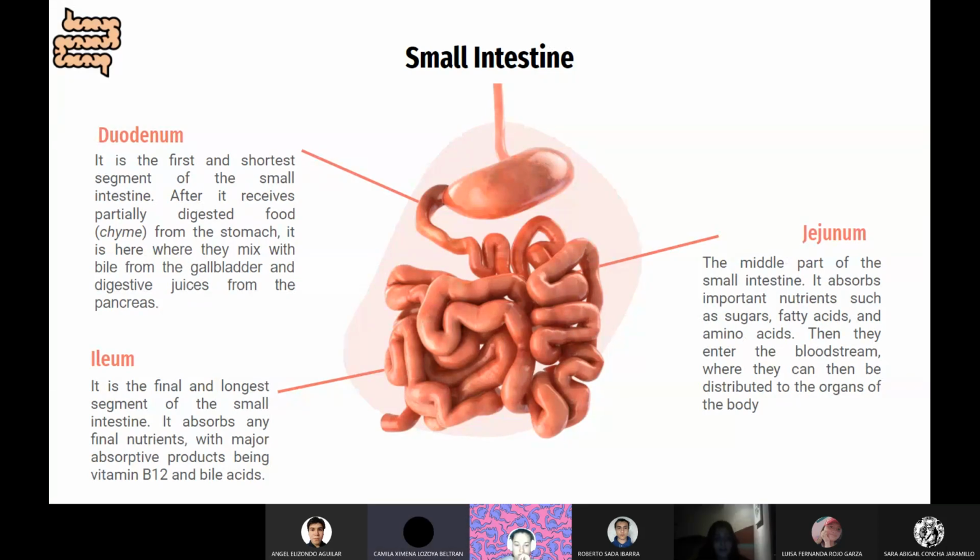Then we have the ileum, which is the final and longest segment of the small intestine. It absorbs any final nutrients, with major absorptive products being vitamin B12 and bile acids.